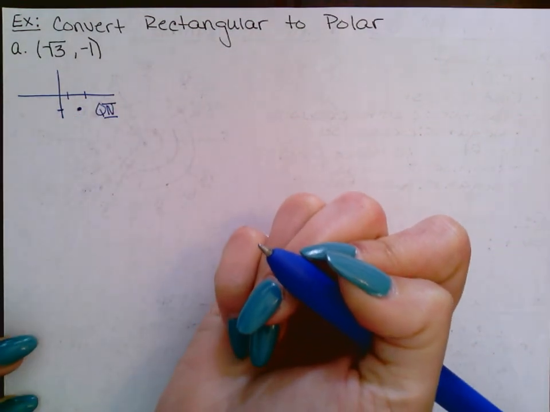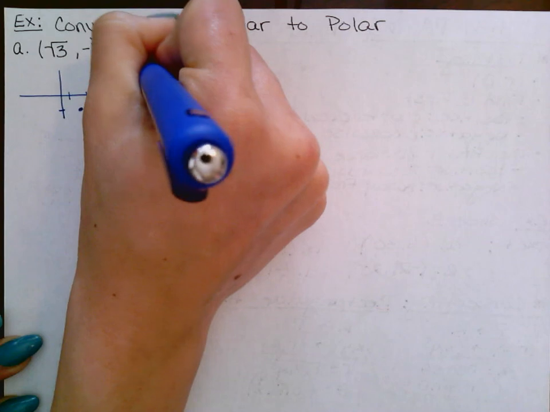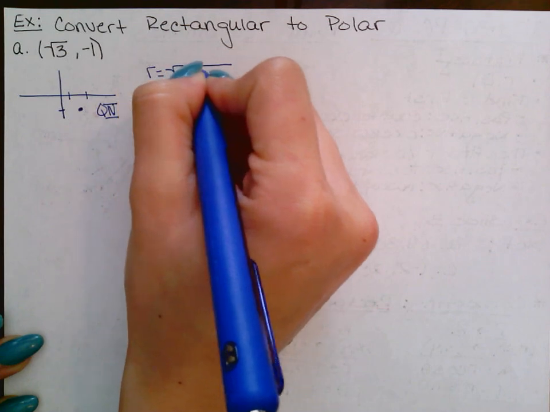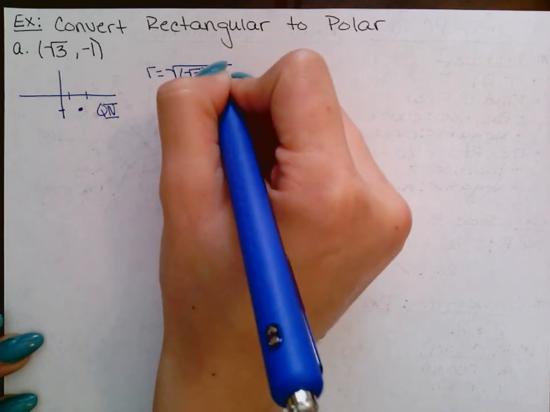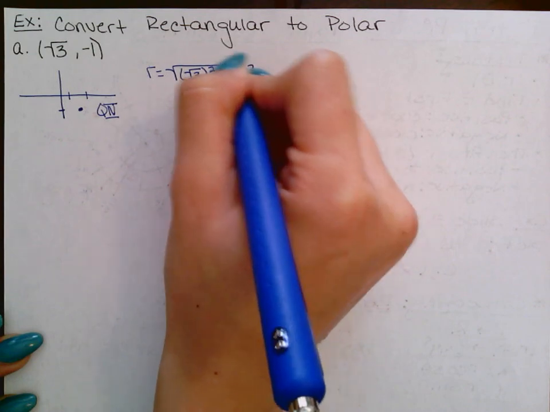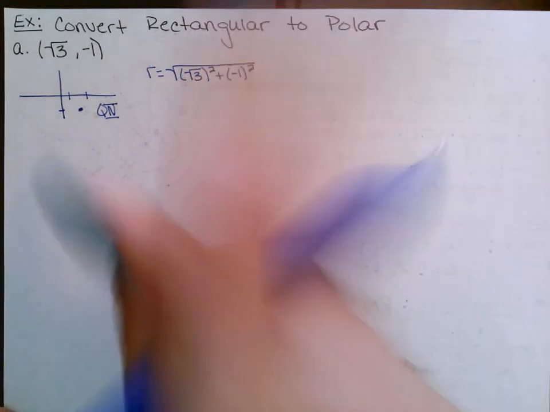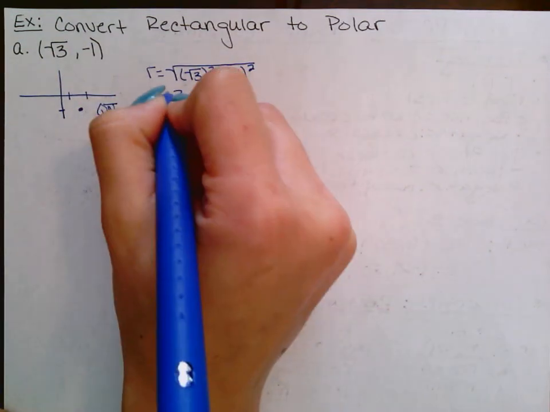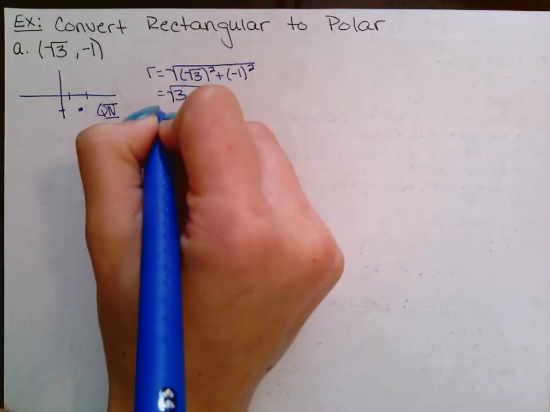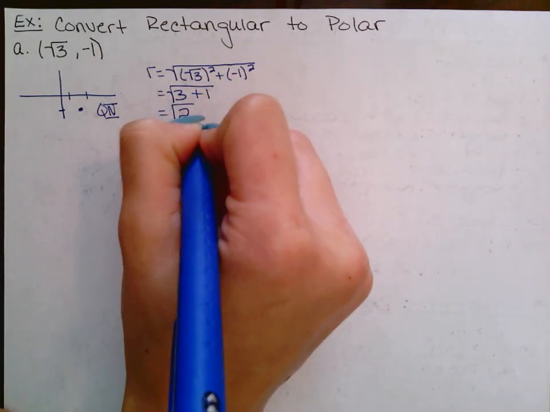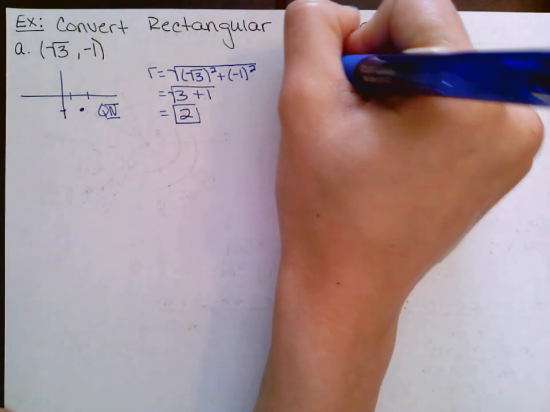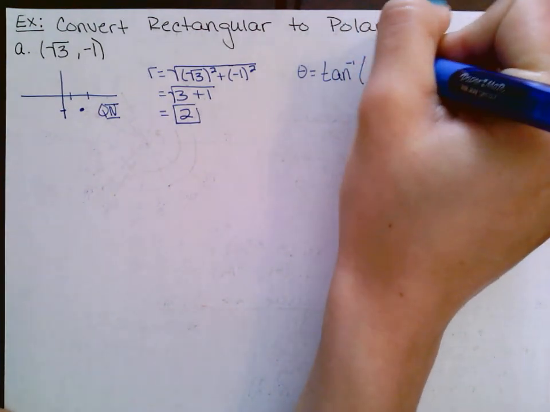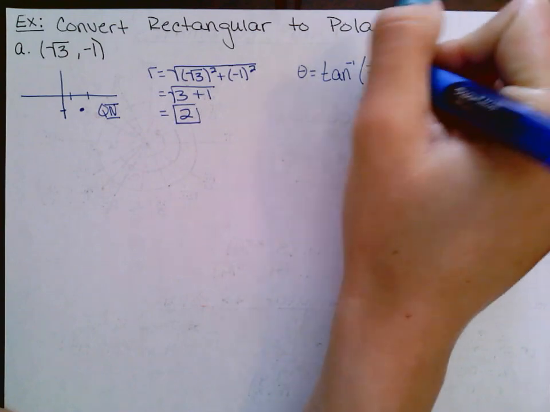Okay? Now, if I have x and y, I need to find r and theta. R is found by doing the square root of x squared plus y squared. And make sure you're very careful with your parentheses here, because when you square negative 1, that negative will disappear. So I have the square root of 3 plus 1, which is the square root of 4, which just gives me 2. There's my r. And now theta is found by doing inverse tangent of my y, negative 1, over my x, radical 3.